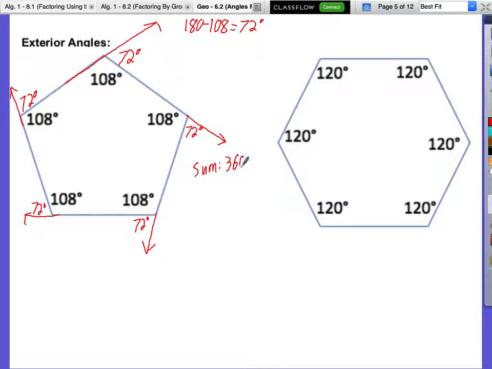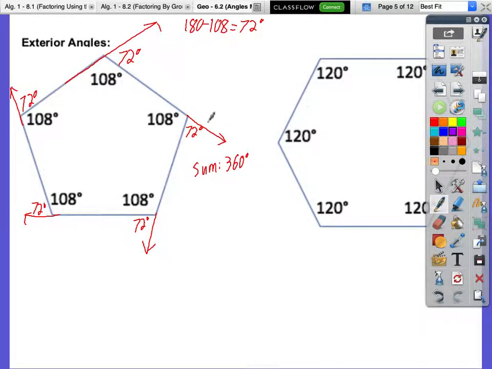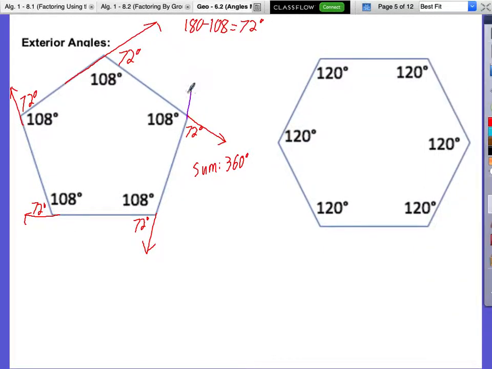So the exterior angles of this pentagon end up being 360 degrees. Would I have been able to draw one in here and have it be the same? Would this also be 72 degrees? Yeah.